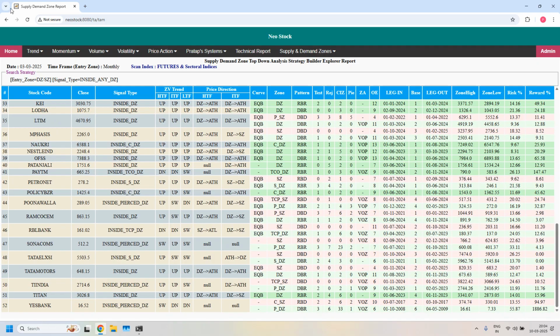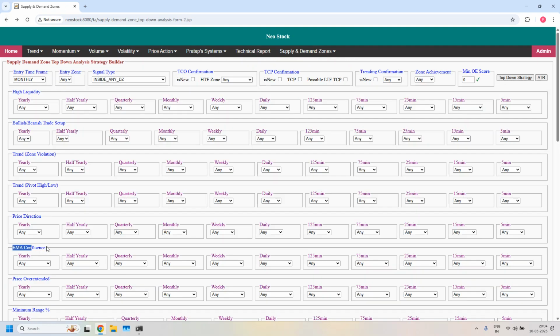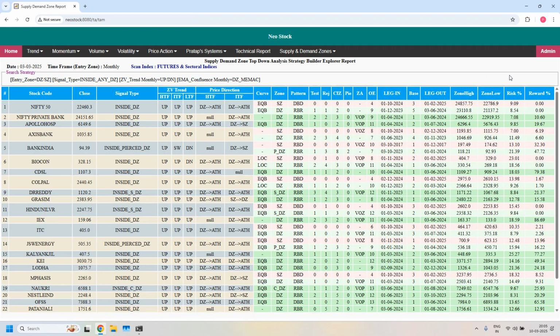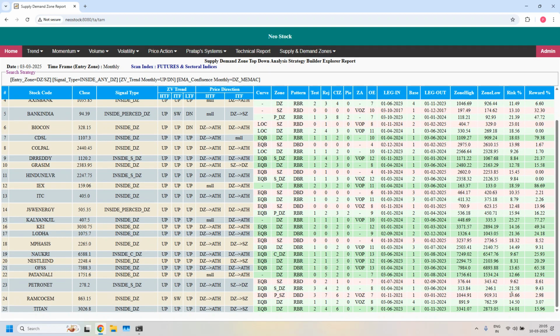Total 52 stocks. We will filter with EMA Confluence. Monthly demand zone with monthly EMA Confluence, trend on the monthly up or down. We got first 22 stocks, monthly demand zones having monthly EMA Confluence. Next 25, total list 25.